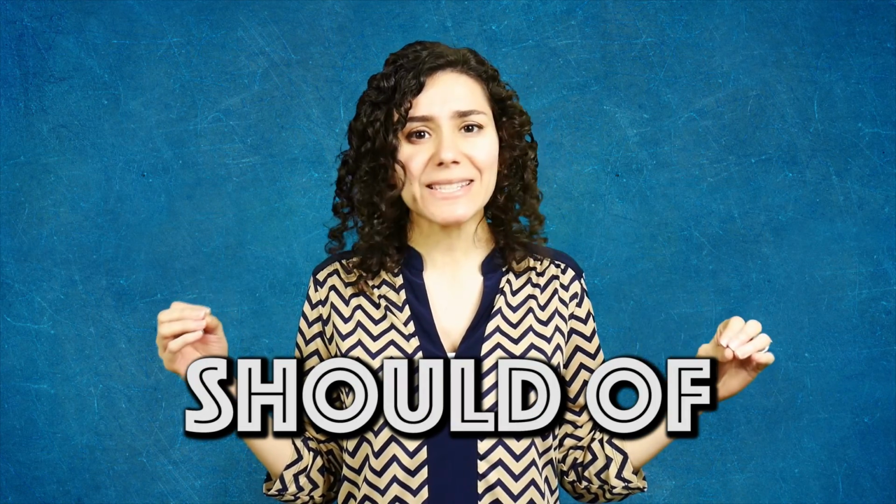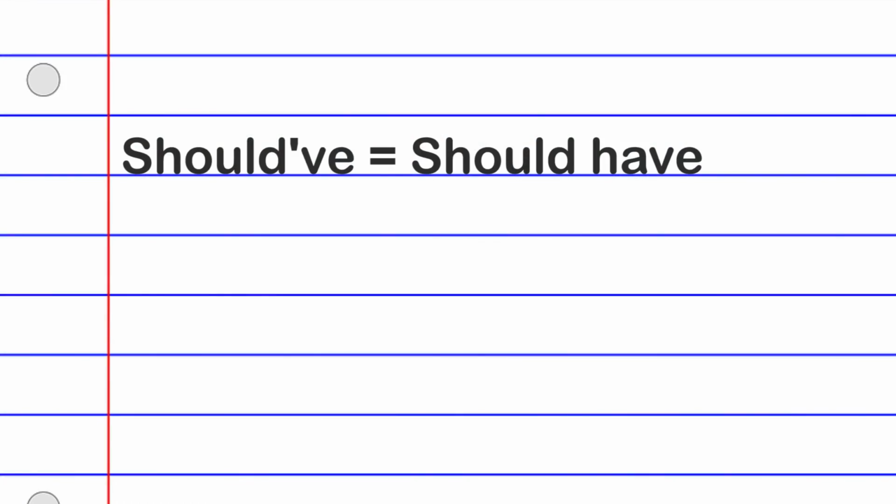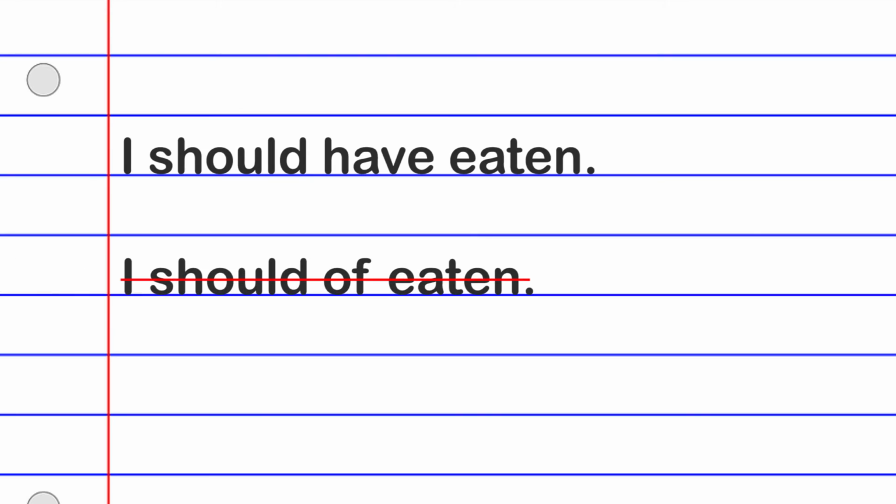Should've versus should of. Basically, you should never say should of, because that's not even a thing. It's always should've, which is short for should have. I should have eaten, not I should of eaten.